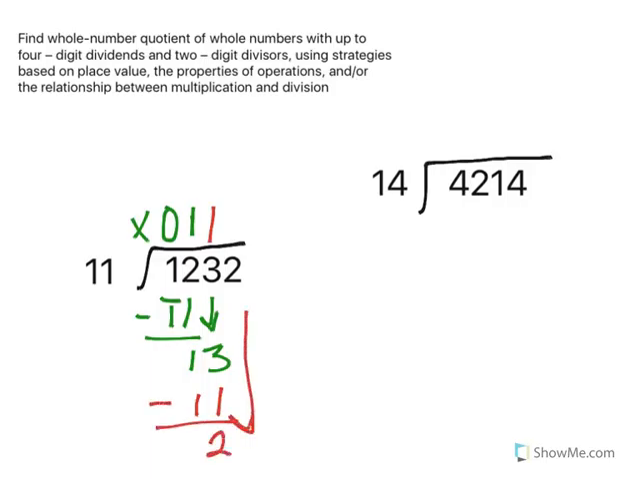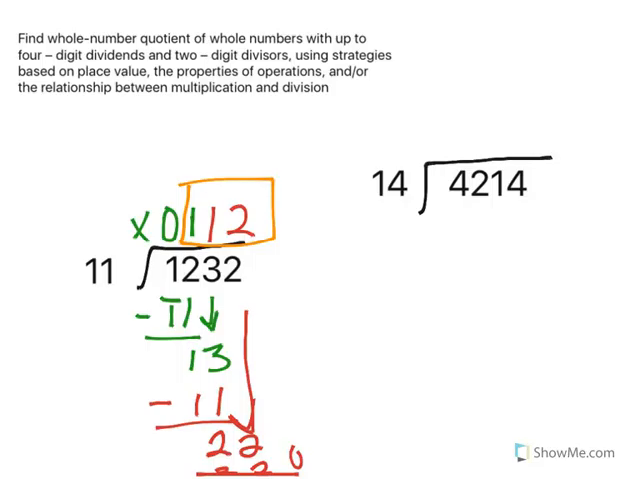Then we bring down the 2. Does 11 go into 22? Yes, it goes in twice. So 2 times 11 is 22. Run out of space there. But then we know if we subtract 22 and 22, we get 0. So our final answer for this problem is 112. So now for the next problem, we have 14 into 4,214.